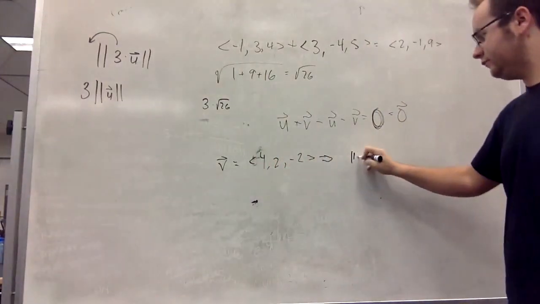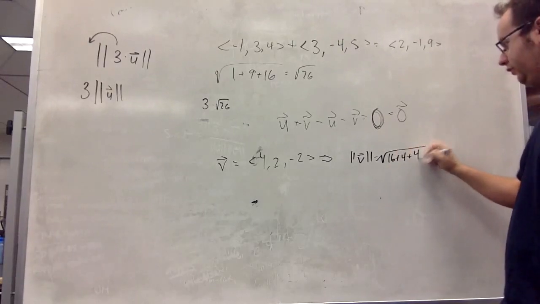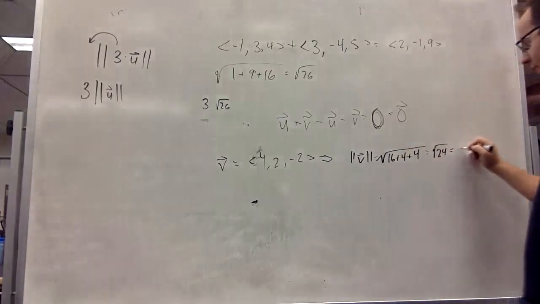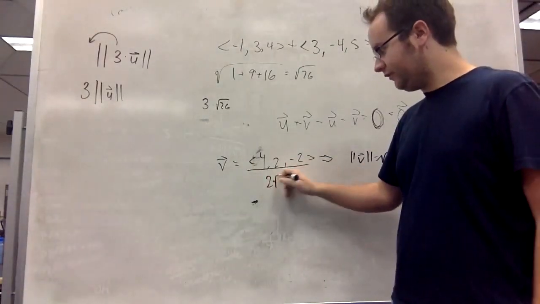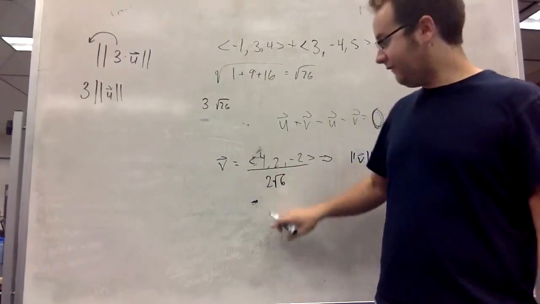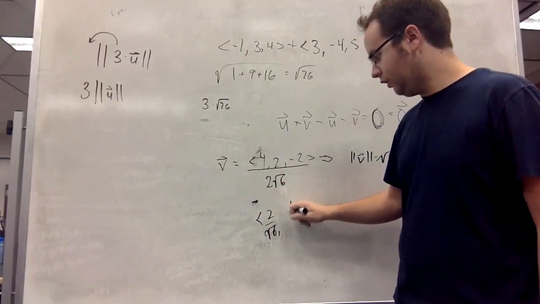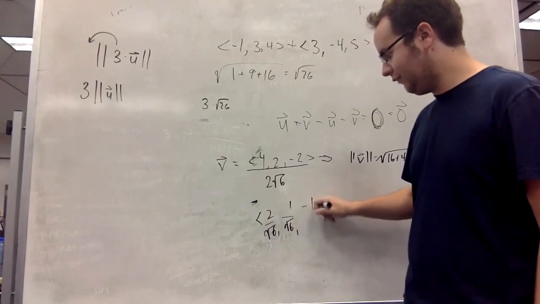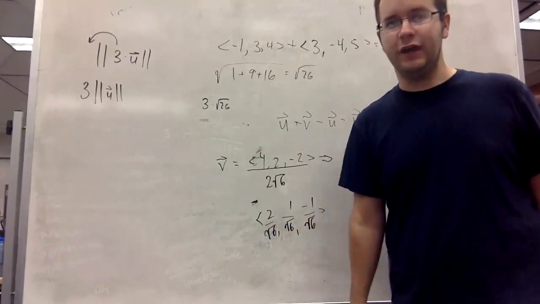Its magnitude is the square root of 16 plus 4 plus 4, which is the square root of 24, better known as 2 root 6. So we're going to divide this by 2 root 6. You can leave it like that. You could divide the factor of 2 into this to get 2 over root 6, comma, 1 over root 6, comma, negative 1 over root 6, if you so choose. You could even rationalize, but we don't care to do that.